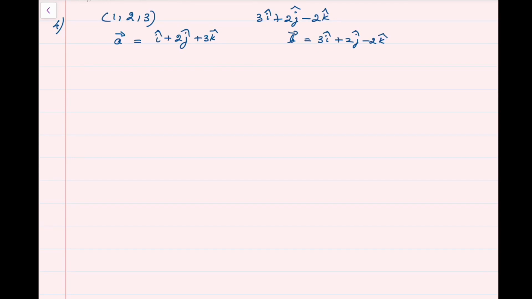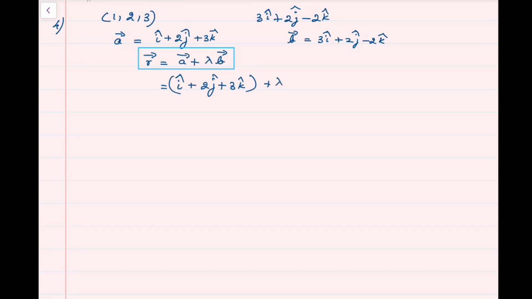And we know the vector equation of a straight line passing through a point and parallel to a vector, which is vector r is equal to vector A plus lambda times vector B. Let us substitute: i plus 2j plus 3k plus lambda times 3i plus 2j minus 2k. Or we can write the Cartesian equation, because it is not mentioned in the question which equation is the required one.